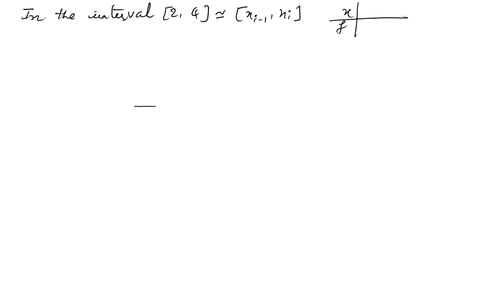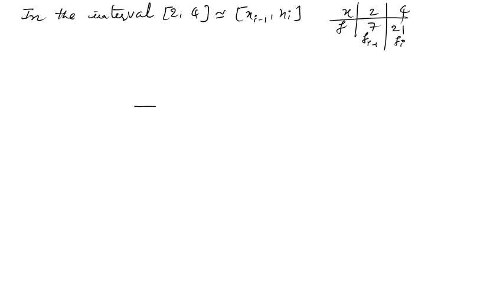Now in the second subinterval, what is that interval? 2 comma 4. Assume this as x_{i-1}, x_i. So what is the data? X versus f: 2, 4 and 7, 21. So this is f_{i-1} and this is f_i, right?